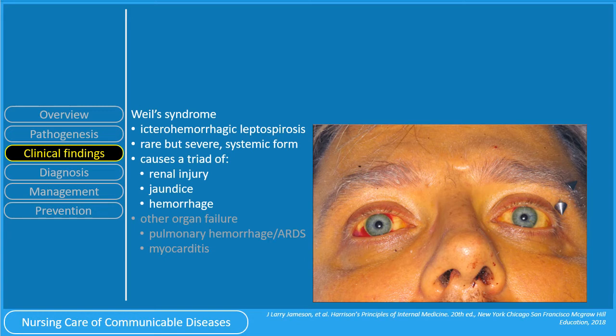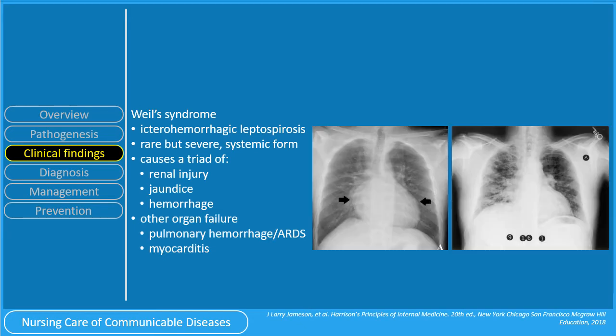It is again easy to remember the triad because of the other name, icterohemorrhagic. Ictero for jaundice, and then hemorrhagic for the hemorrhage. And then you'll just have to remember the third part of the triad, which is the renal injury. There are also other accompanying organ failures, such as pulmonary hemorrhage or acute respiratory distress syndrome, and myocarditis.